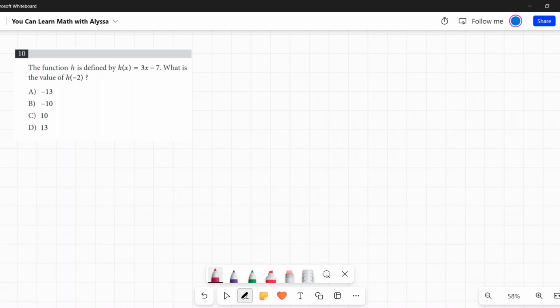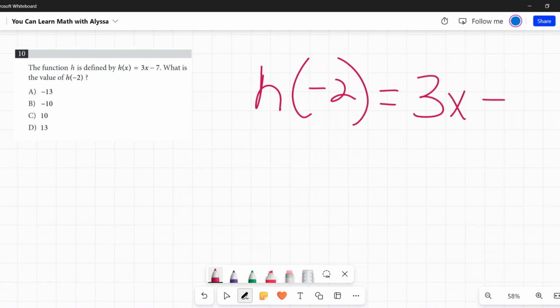Number 10, the function h is defined by h of x equals 3x minus 7. What is the value of h of -2? When we're saying h of -2, the -2 goes in for x, that's what they're telling you to do. They're saying wherever in this equation there is an x, replace it with -2. There's only one x, so I'm going to put that in there. That's just times a -2.